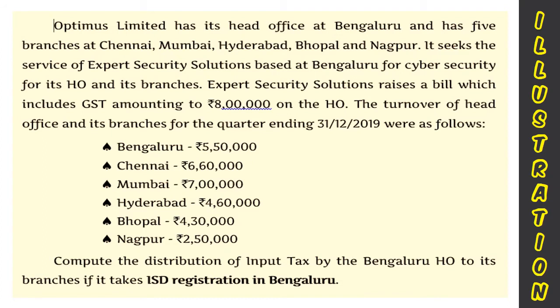So this is the illustration that we are going to discuss today. It looks slightly lengthier. In the first paragraph, they made a mention of a company taking assistance from another company for some purpose, and the input tax available to the company is given there. After that, they have given the turnover information of the head office and the branches. And then finally, they have asked you to compute the distribution of input tax. That means the head office has to distribute the input tax. That computation we have to do.